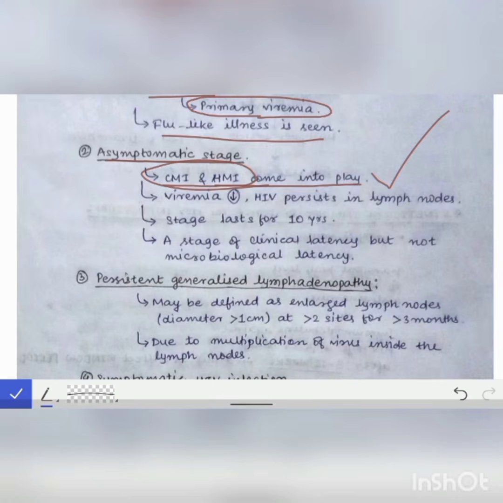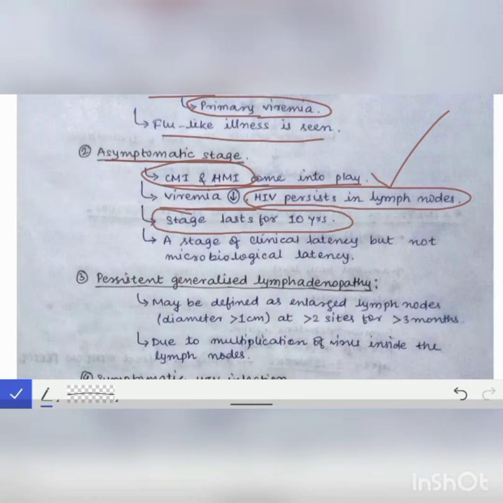Due to the immune system of the body, the viremia decreases, but the HIV persists in the lymph nodes. This should be noted: the HIV persists in the lymph nodes, while the viremia decreases. In a healthy person, this asymptomatic stage lasts for about 10 years, because the body is able to control or suppress the virus for about 10 years until it increases very much in number.